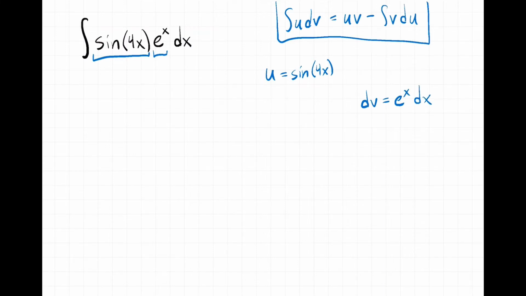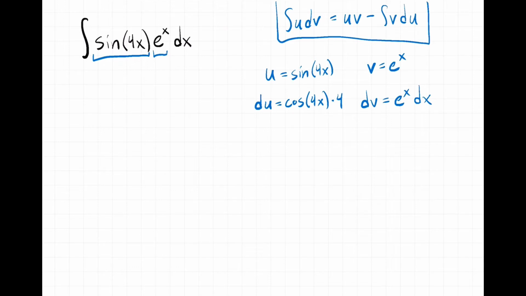As always, we'll want to differentiate the u, or du. We'll have to use the chain rule here, since 4x is a function that's being plugged into or composed with the sine function. So the derivative of sine is cosine of 4x times 4. And we'll find our v. We'll take the antiderivative of e to the x, that is e to the x.